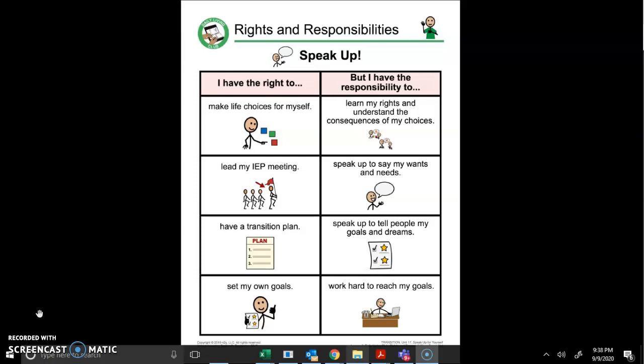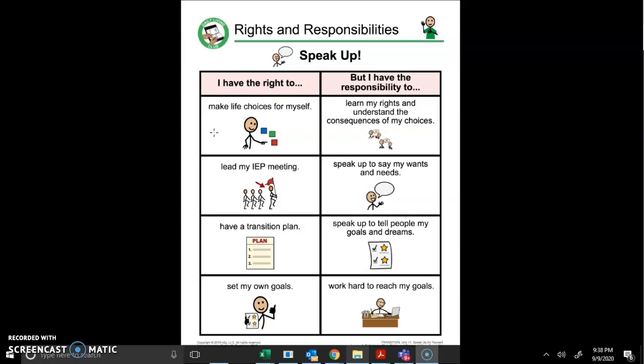It has two columns. The first column has "I have the right to," and the second column says, "but I have the responsibility to." I have the right to make life choices for myself, but I have the responsibility to learn my rights and understand the consequences of my choices.